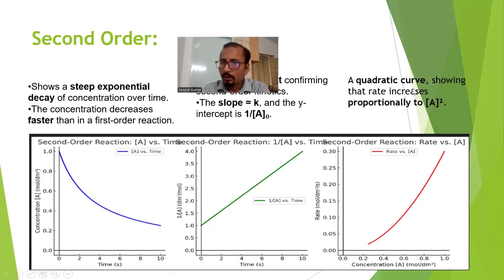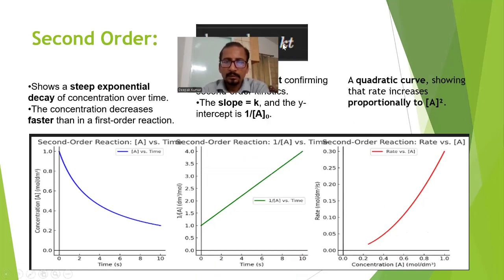It gives a quadratic curve showing that rate increases proportionally to the molar concentration of reactant and its square.